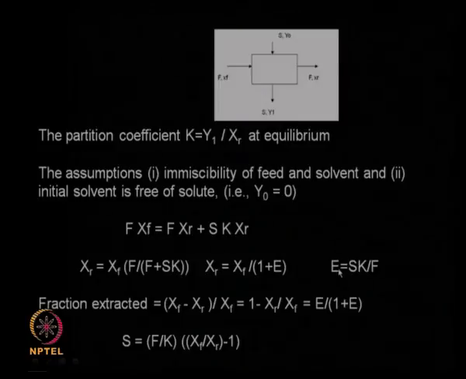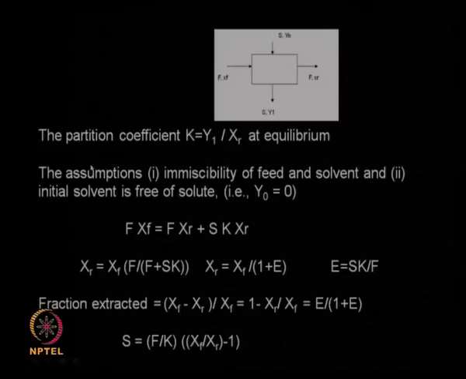Now, we will call E the efficiency factor, E is equal to SK by F. If you do that, then XR is equal to XF by 1 plus E. That means XR is equal to XF, that is the concentration entering, divided by 1 plus E, and E is going to be larger than 1. So, 1 plus E will be larger than 1. So, XR will always be less than XF, because you have done some extraction. So, the concentration here will be much less than the concentration in the feed.